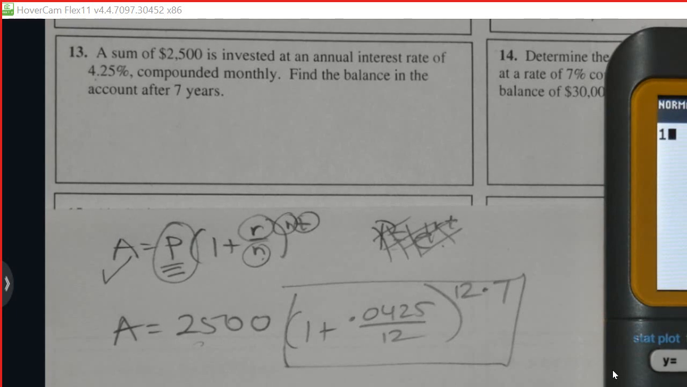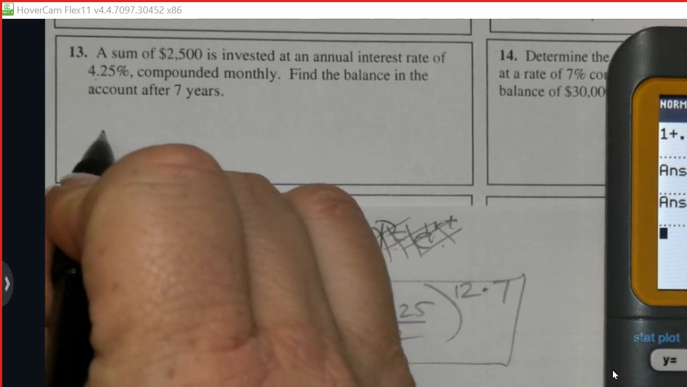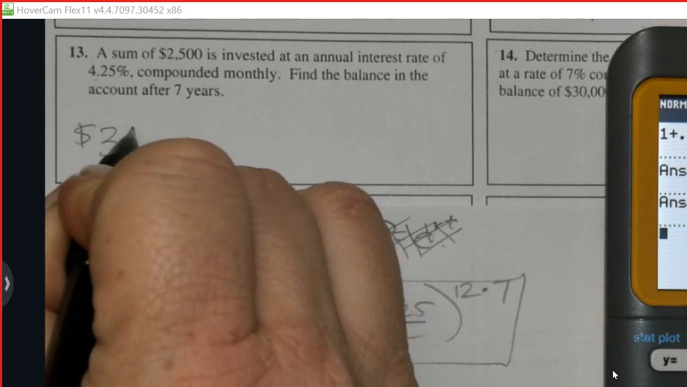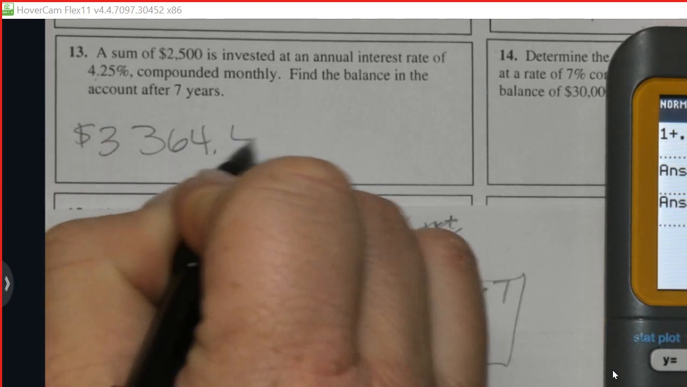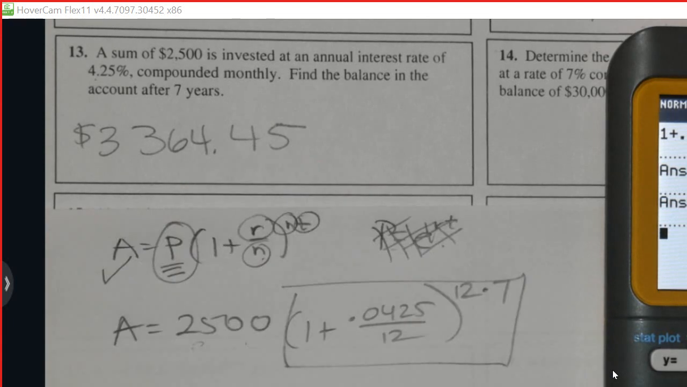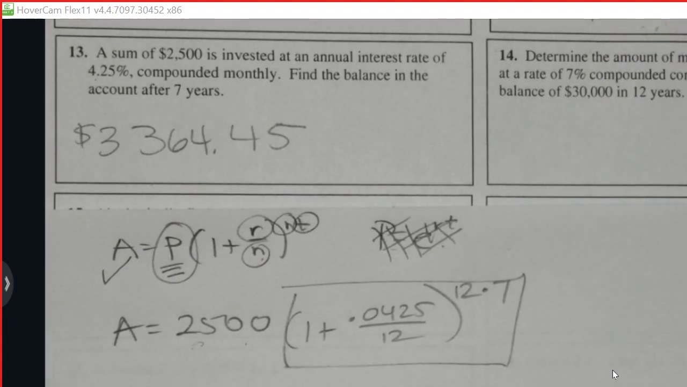All right, so I have 1 plus 0.0425 divided by 12. I get an answer, and then I raise it to the 12 times 7, and I'm going to take that value times 2,500. And so if we're going to round here to the nearest cents, we have $3,364.45.